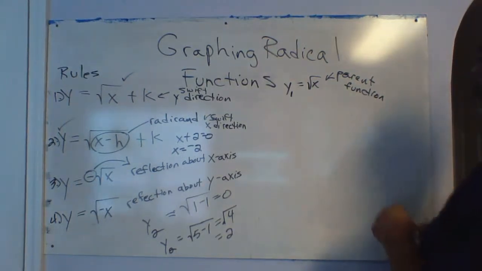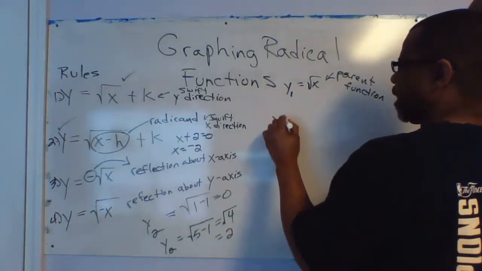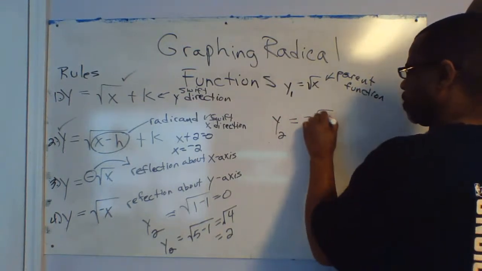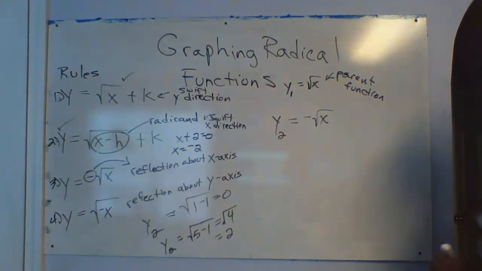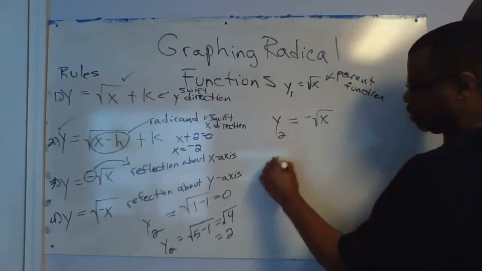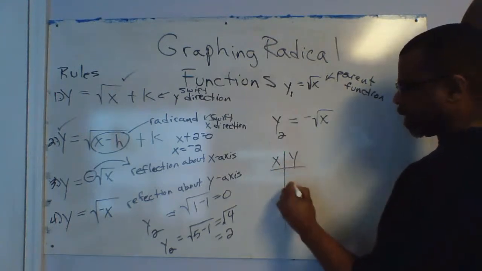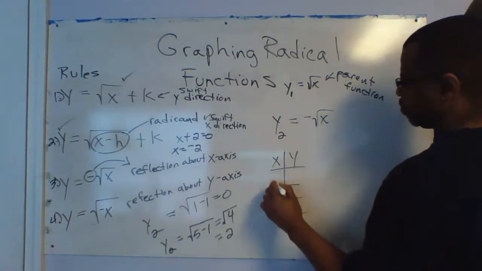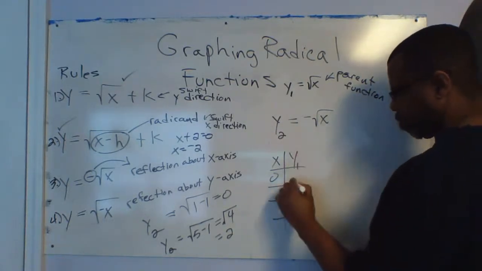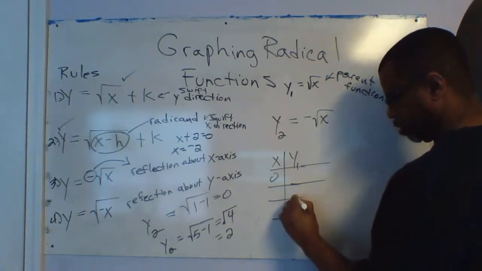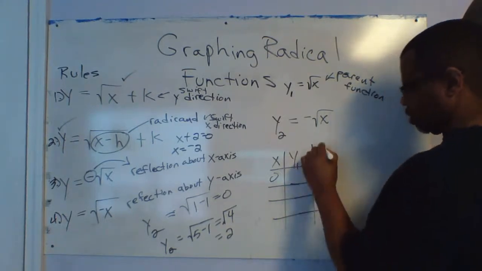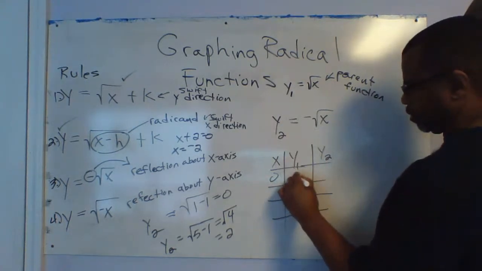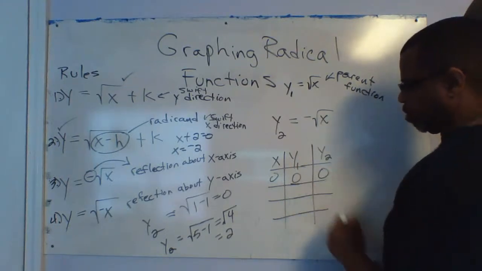All right. So what we want to do is y2 is going to be a negative square root of x. So we're going to make a table with x, y1, and y2. We have to start at 0, right? We already know if we plug in 0 here, we'll get 0, and if we put 0 here, we'll get 0.